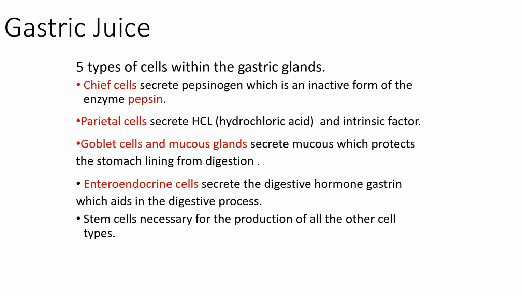So now, okay, 5 types of cells within the gastric glands. We have what are known as chief cells. Chief cells, you need to remember these. Chief cells secrete pepsinogen. Pepsinogen is the inactive form of pepsin.